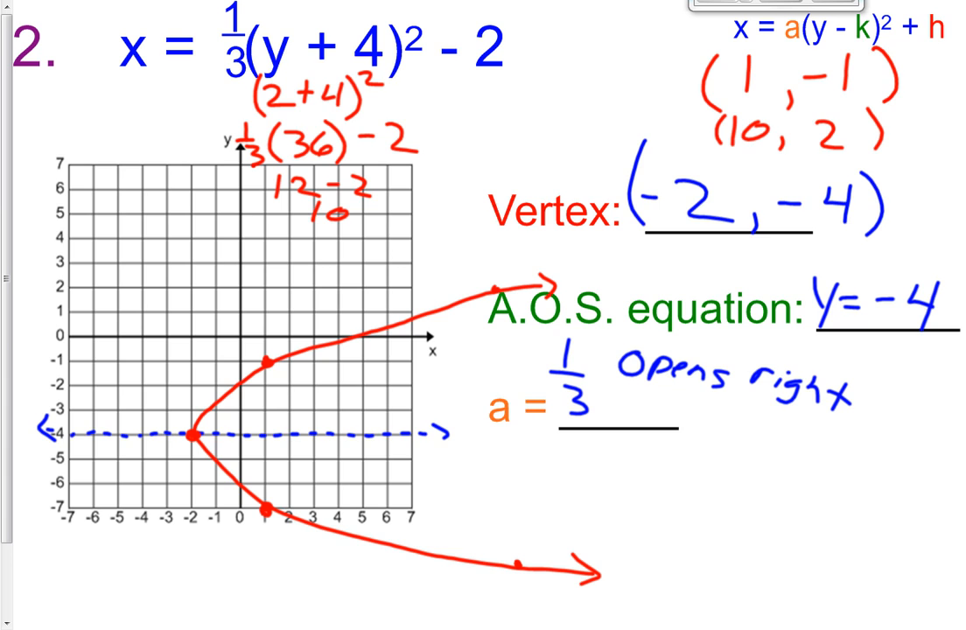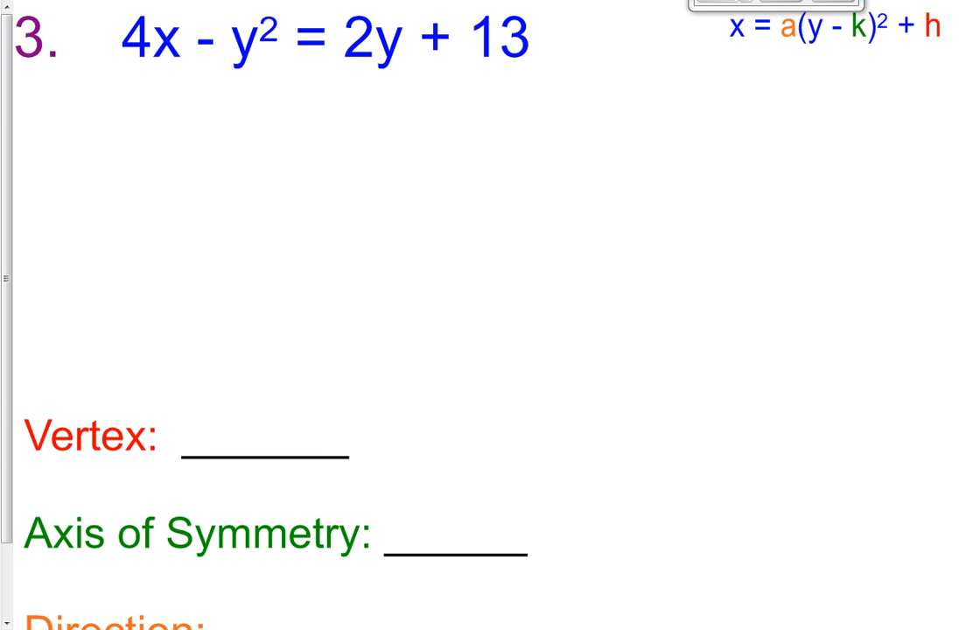Alright, let's do 2 more problems. This time we might have to complete the square because it's not in vertex form. So we want to get our x's and constants to one side and our y squared and y's to the other side. So let's add a y squared right here. Keep my 4x's on the left, and we'll subtract 13. So we have 4x minus 13 on the left. That equals a positive y squared plus 2y on the right.